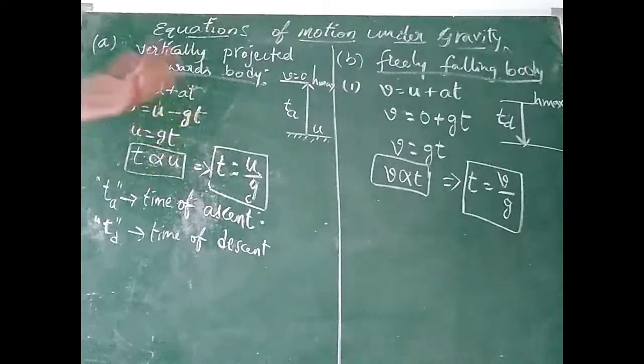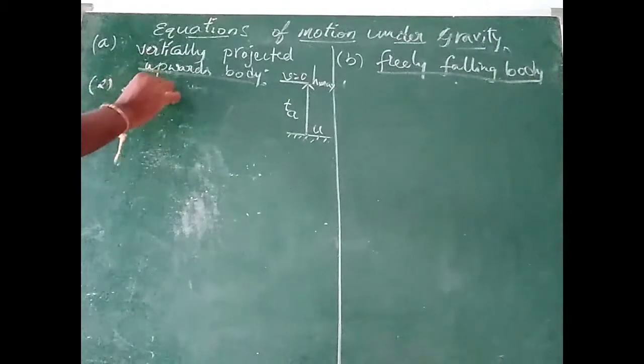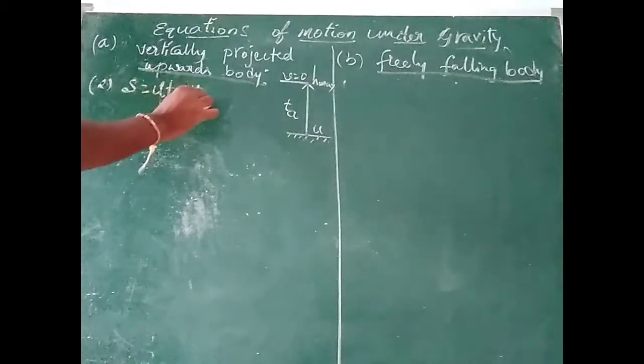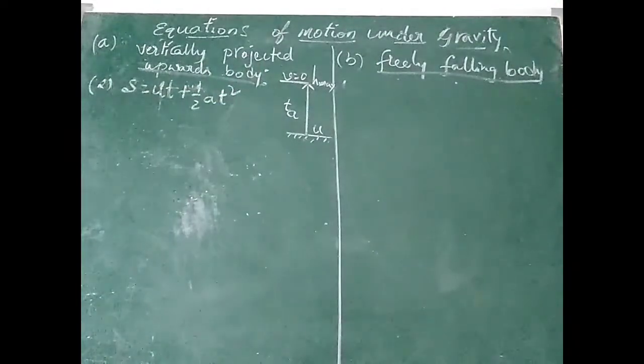Okay. So second case, s is equal to ut plus half at square. Let's check how this equation becomes when the body is projected in the vertical upward direction.